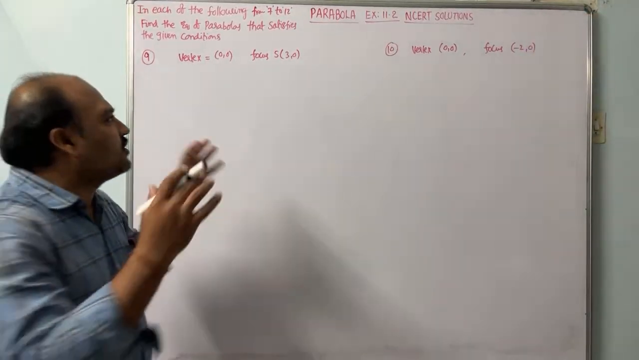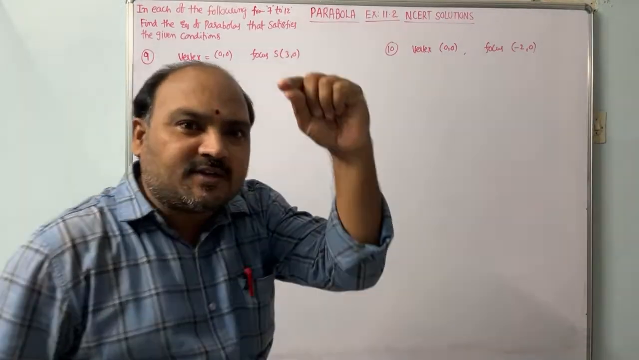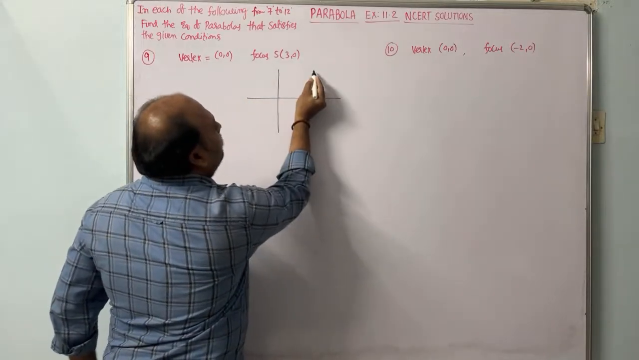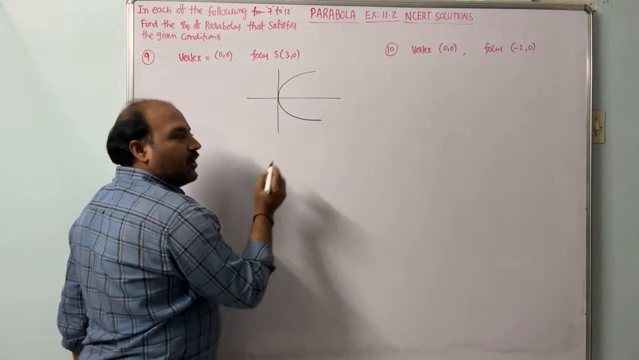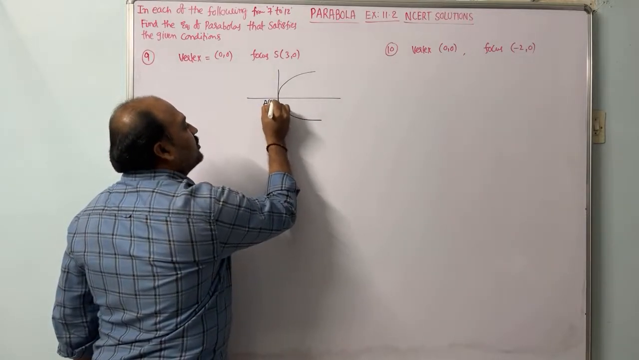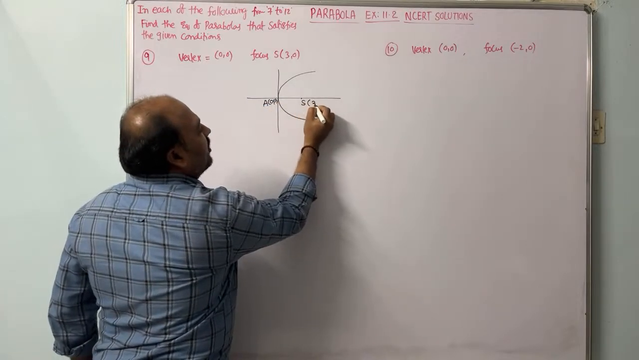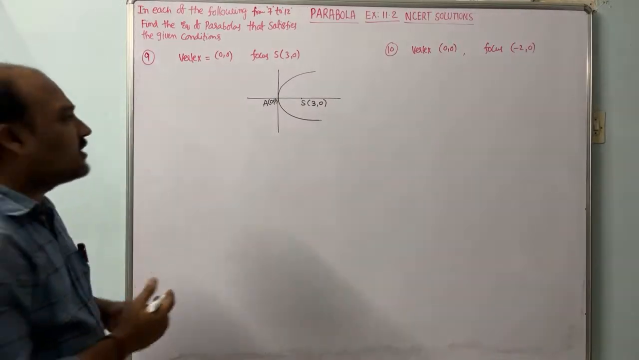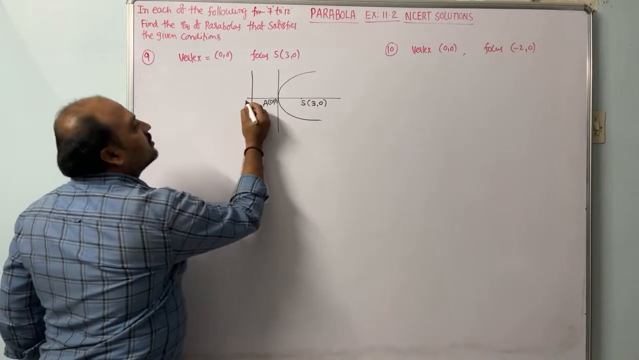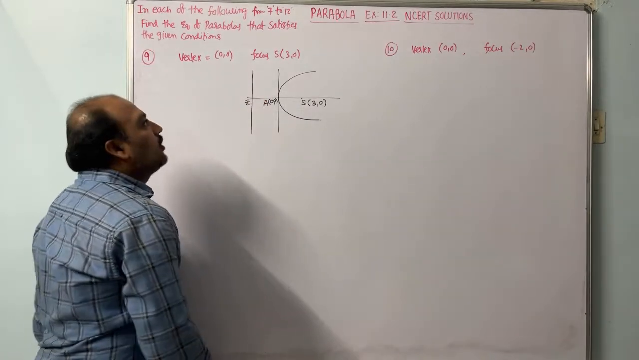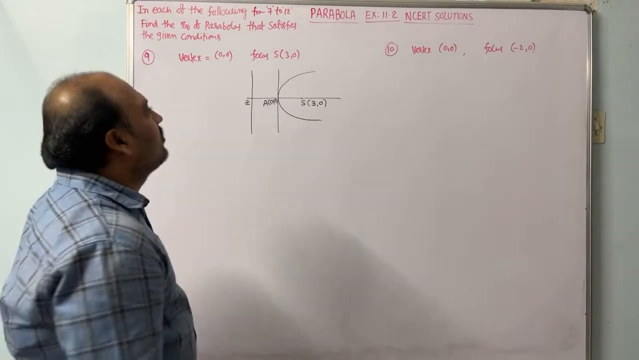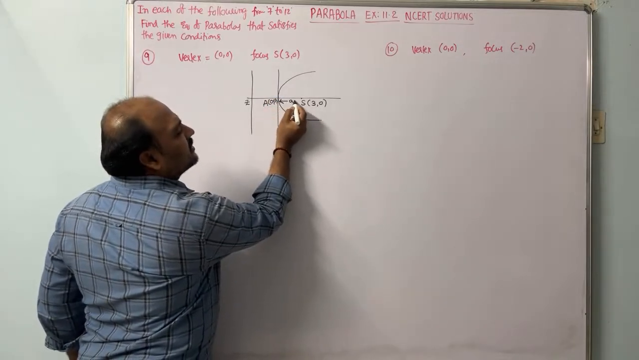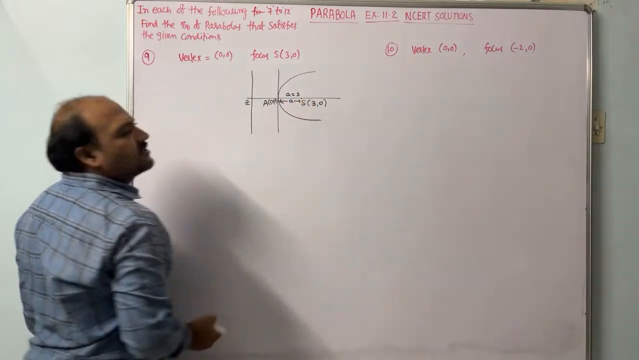Based on the information, first draw the figure. 3, 0 lies on the positive x-axis. So this is the y square equal to 4x figure. Vertex A is 0, 0. Yes, S is 3, 0. They are asking you to find the equation of the parabola. So Z we need to calculate. How to calculate the directrix? Otherwise, directly, when vertex and focus are given, we can directly write this as A. So A is equal to 3 only, no distance.